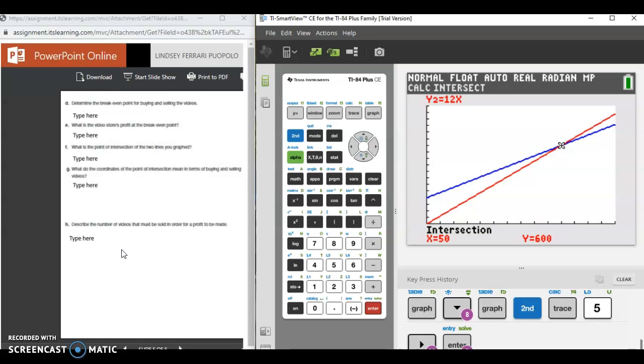I hope this clears up some misconceptions about the graphing and the assignment. I will be posting a full answer key along with this video.